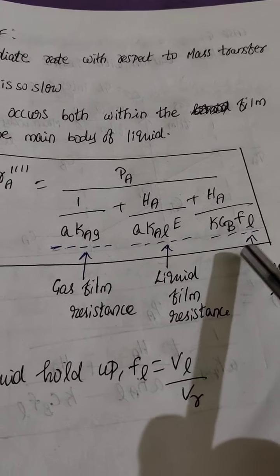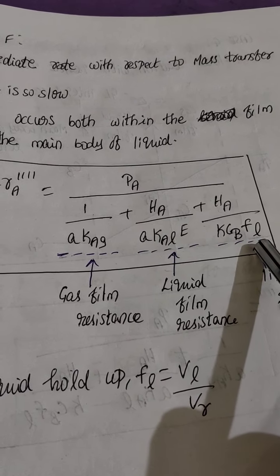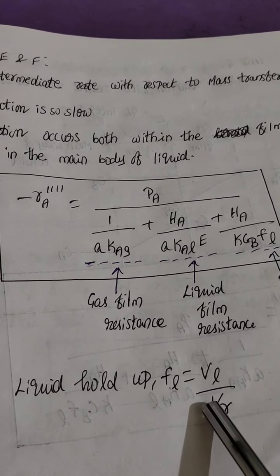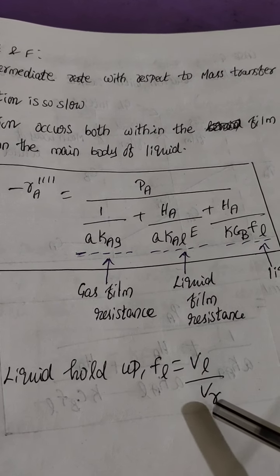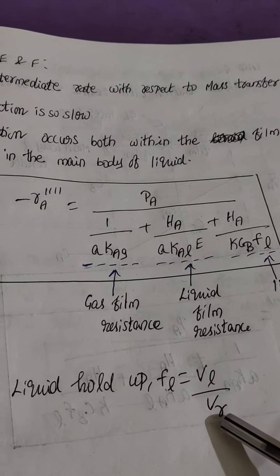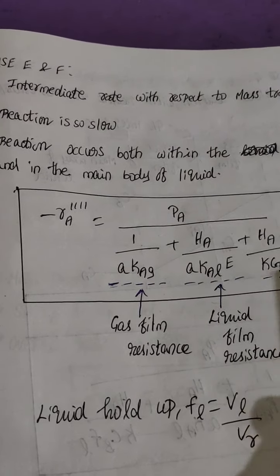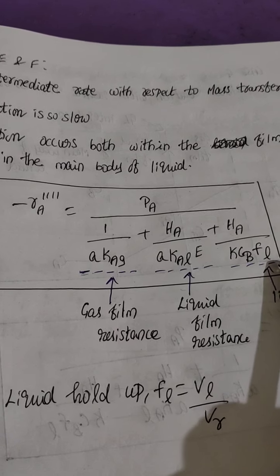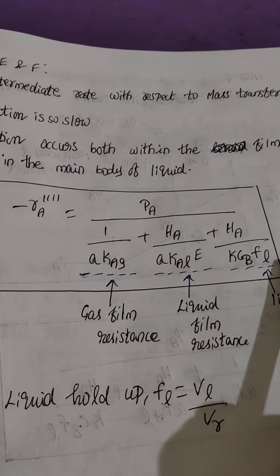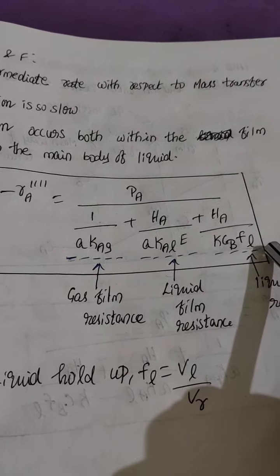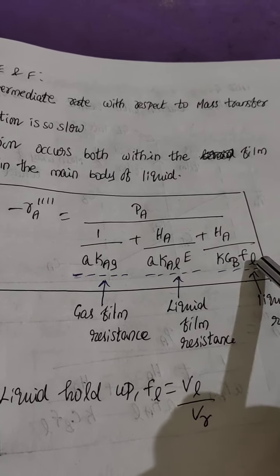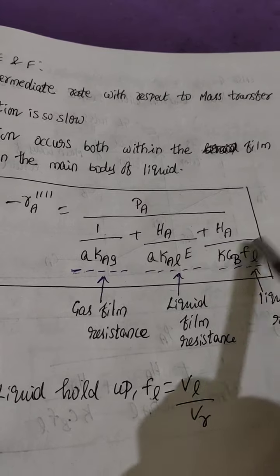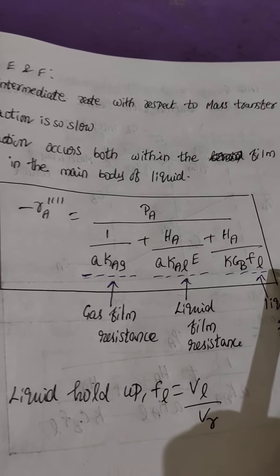And here we can find that we have got a new term called FL. FL is going to be the liquid hold up, which is defined as the volume of liquid to the volume of the reactor. And this FL will play a major role for high volume of reactor instead of high surface area. Wherever high volume of reactor is required, FL plays a role over there.